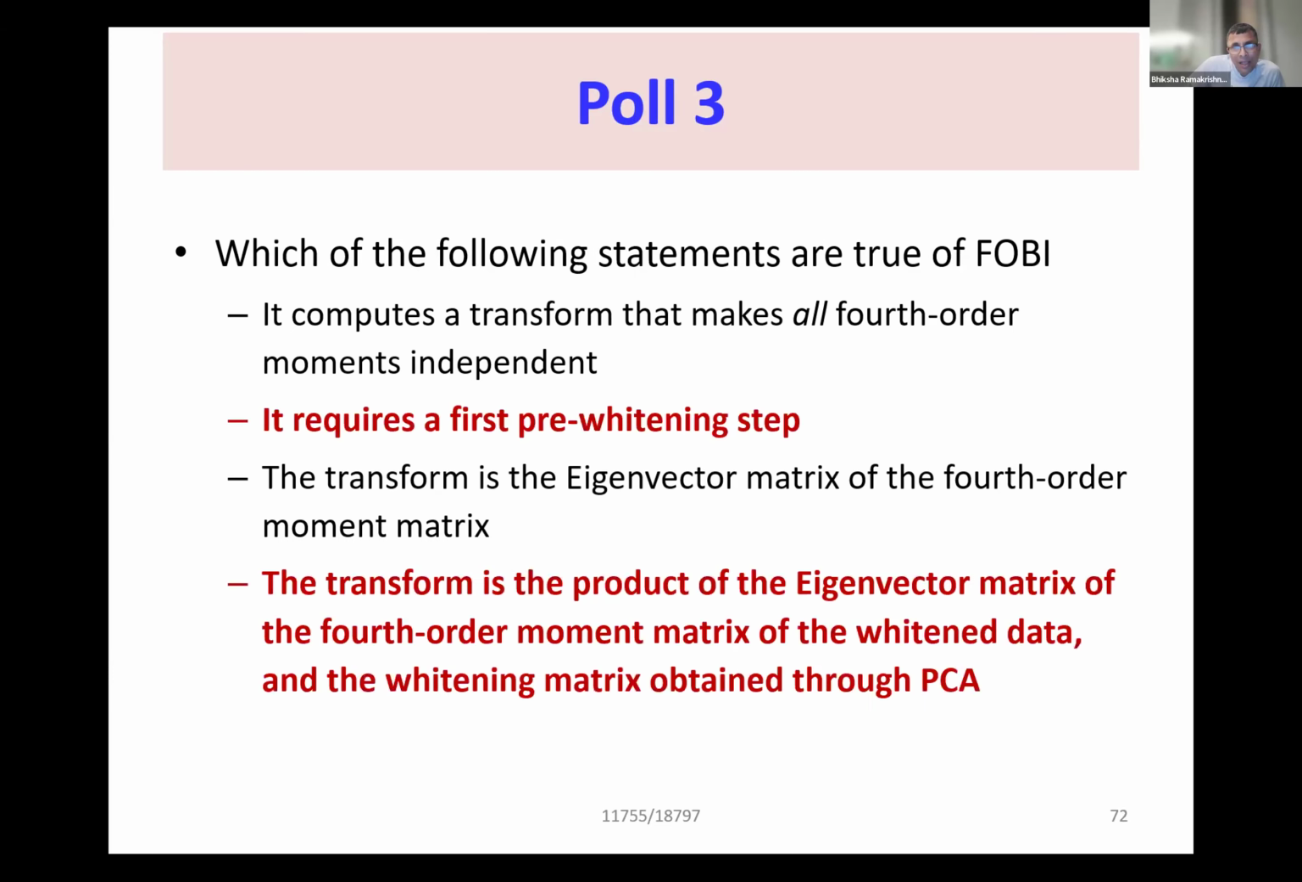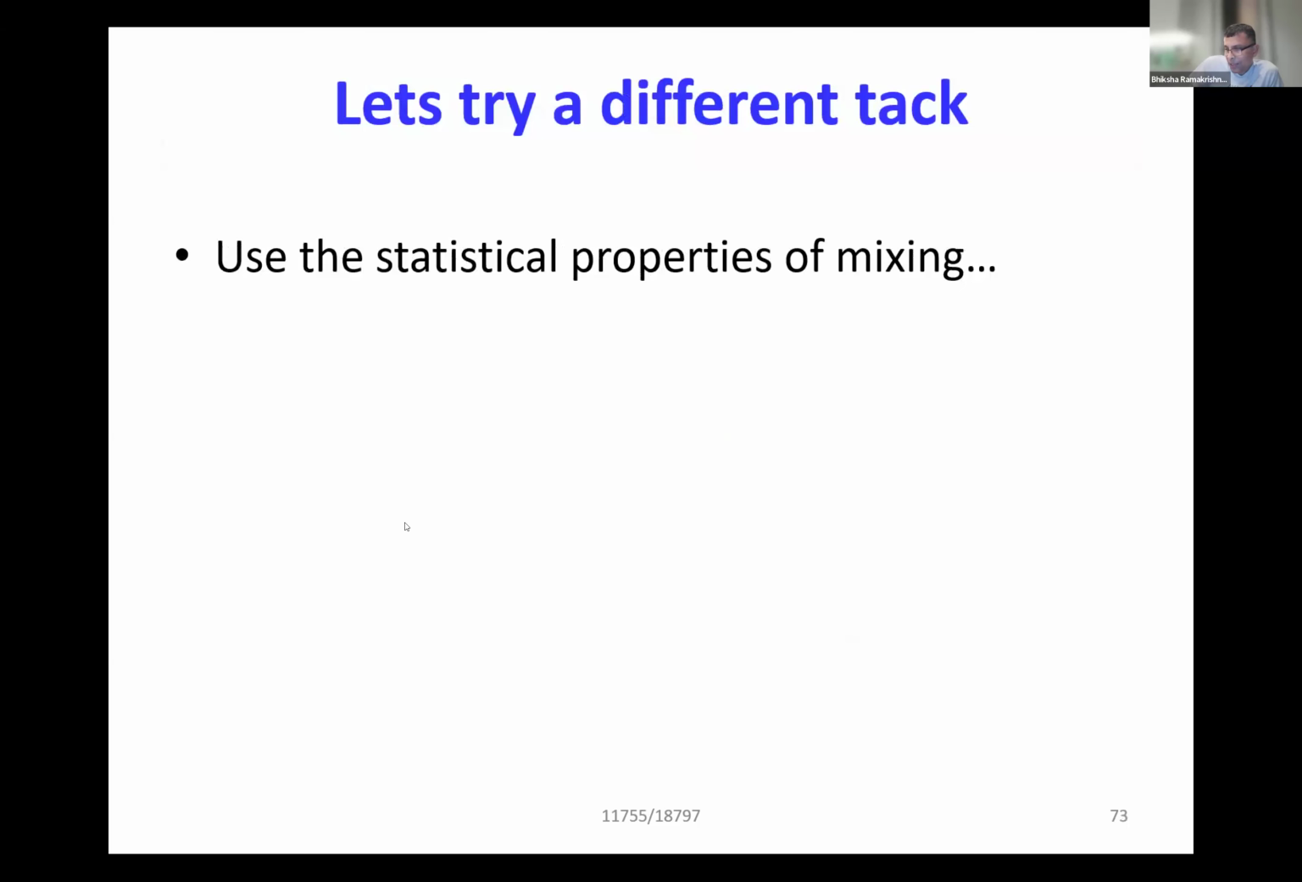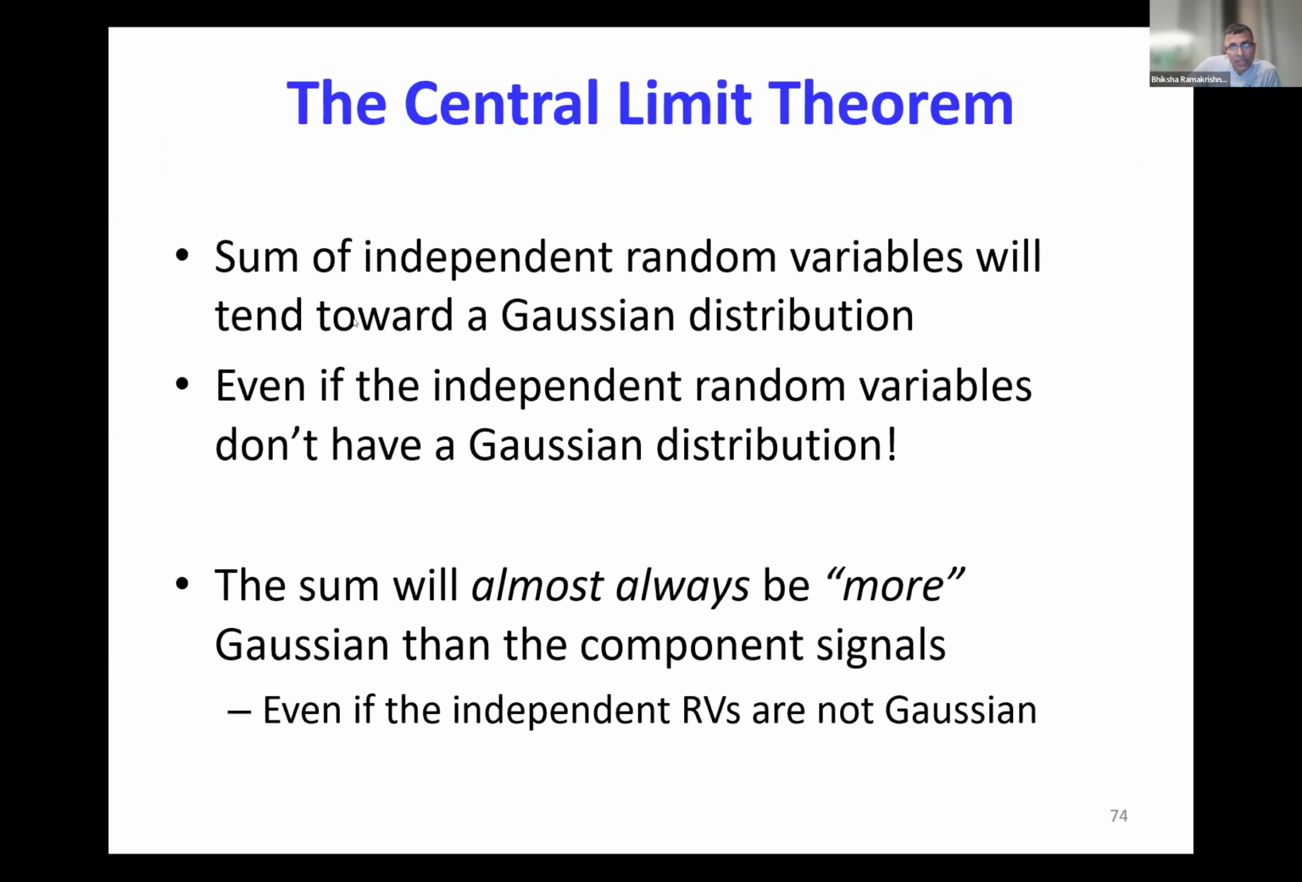So this is one simple way of trying to make data components independent. But then that's only making it somewhat independent. So let's try something different. Let's try using the statistical properties of mixing. The central limit theorem says that the sum of independent random variables will tend towards a Gaussian distribution, even if the independent random variables don't have a Gaussian distribution.